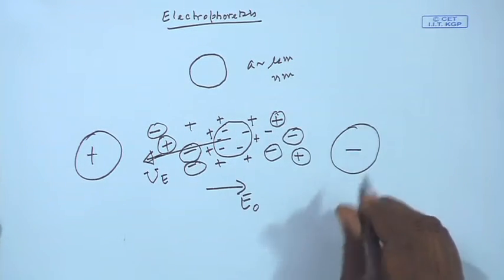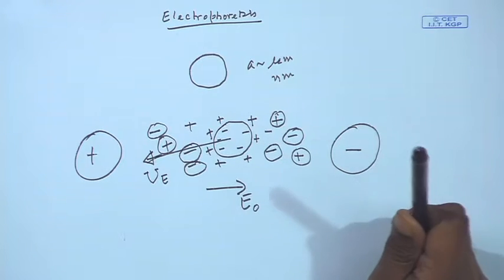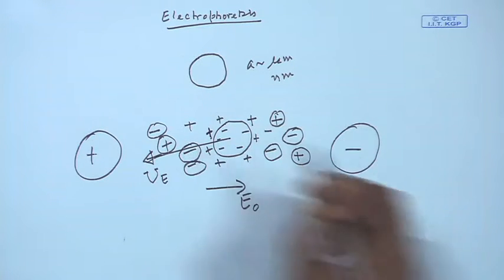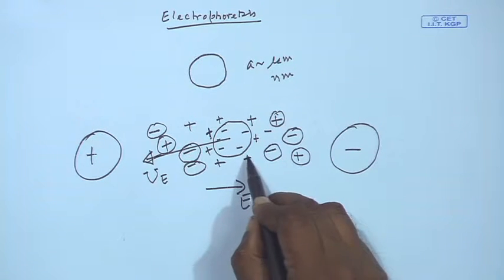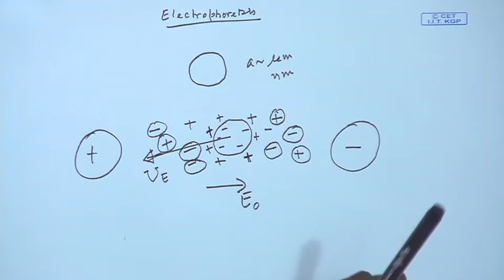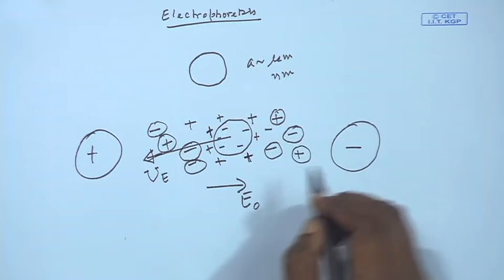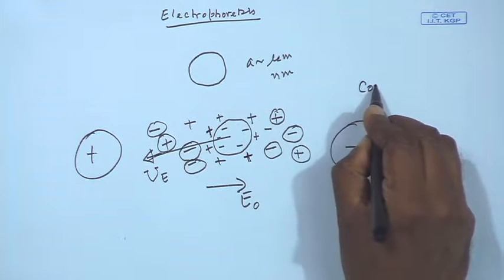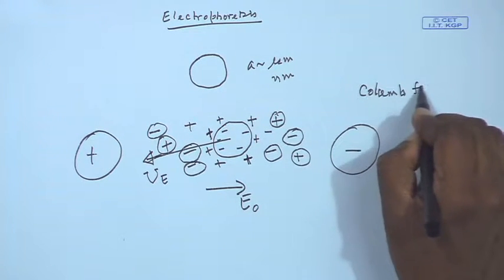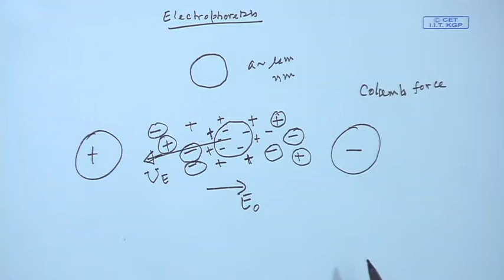Now, because of these free ions around the particle, things become a bit complicated. These ions also will experience a Coulomb force due to the applied electric field, and they will also migrate.